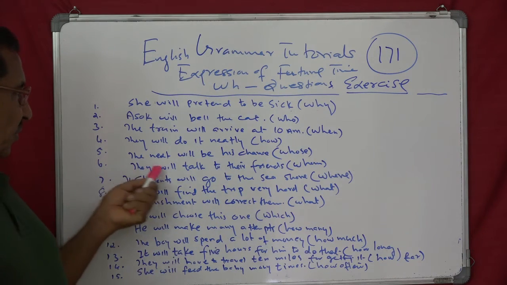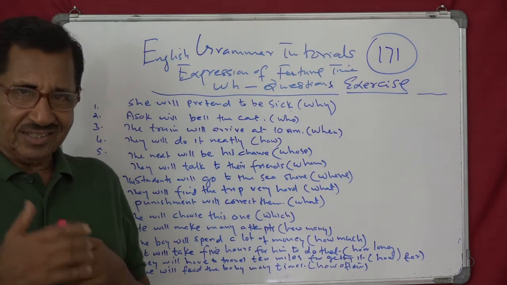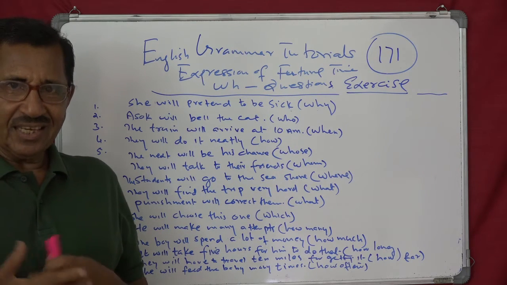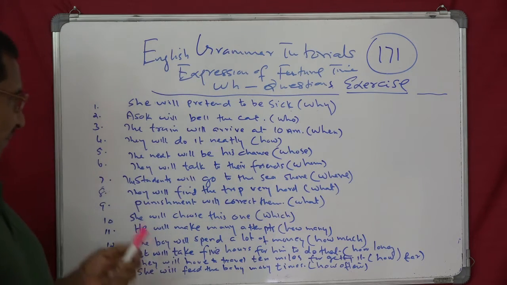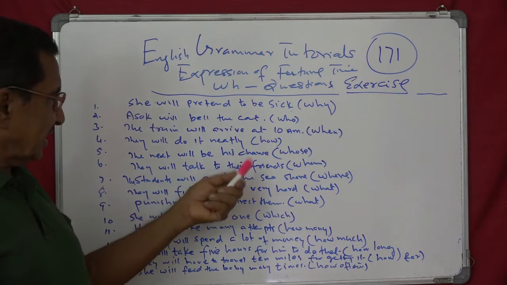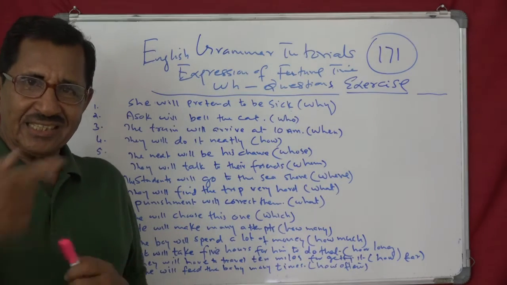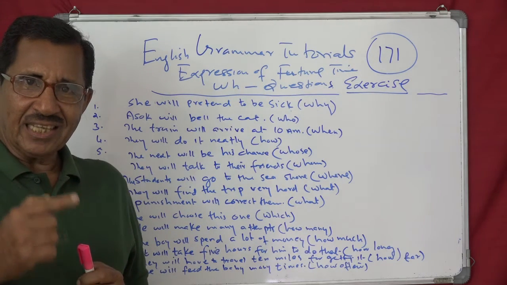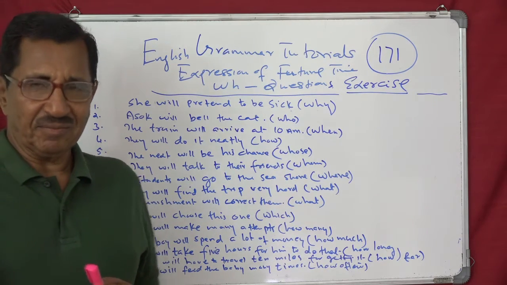Okay. They will do it neatly. How? The first step is, will they do it neatly? Then how will they do it? The answer is neatly. Fifth one, the next will be his chance. Will the next be his chance? Then whose chance will the next be?